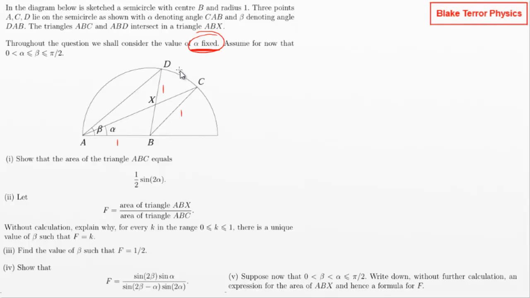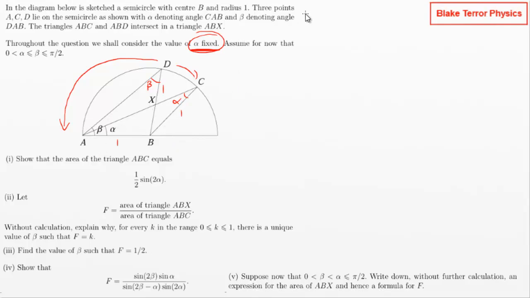So D is moving between C and A. It can go as far as C and it can go round to A, so we've got that option for changing our beta angle. Show that the area of the triangle ABC equals that. ABC is isosceles, and so is ABD as well. Let's get more things on the picture. That's a beta, that's an alpha, because they've both got radius, radius, radius, radius. So we've got those isosceles triangles.